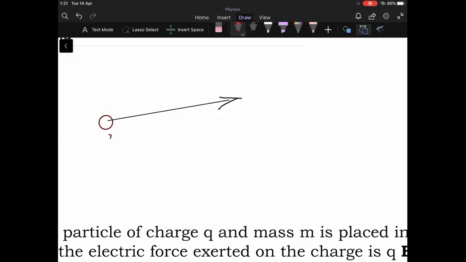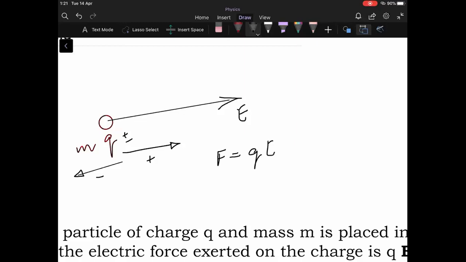So this is your charged particle q having mass m, and it is kept in an external electric field E. Because of this electric field, this charged particle will either experience force in the direction of the electric field or opposite to it, depending on whether it is positive or negative. If it is positive, it will experience force in this direction. If it is negative, it will experience force opposite to the direction of the electric field. That force will be given by qE, right?